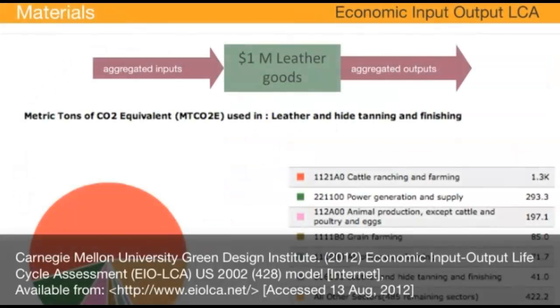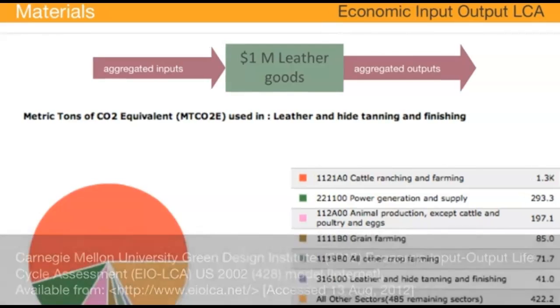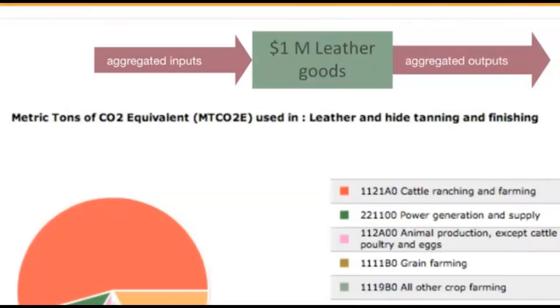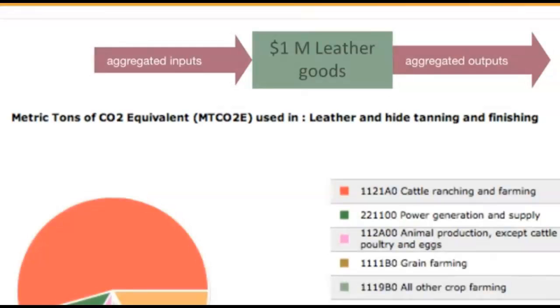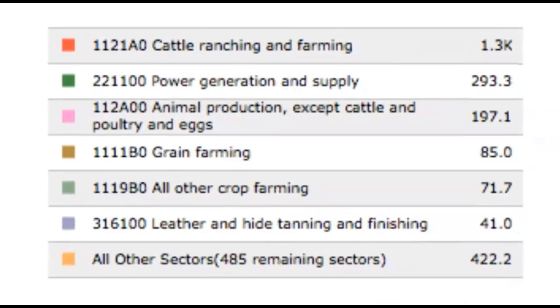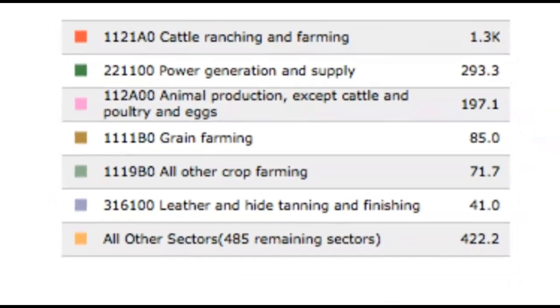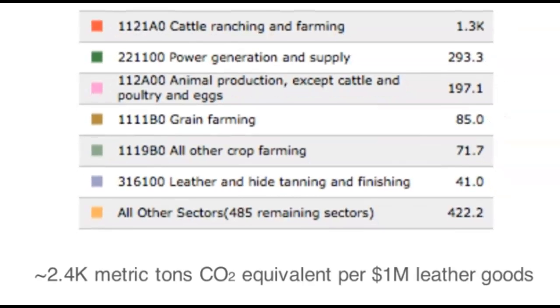The economic input-output method uses aggregated data from business sectors for the inputs to the particular product. This aggregated data is used to determine a particular output measure, such as metric tons of CO2 equivalent produced. In this example, $1 million of leather goods are produced and require the 7 inputs from the different industrial sectors that are shown. The output is around 2.4 thousand metric tons of CO2 equivalent produced.